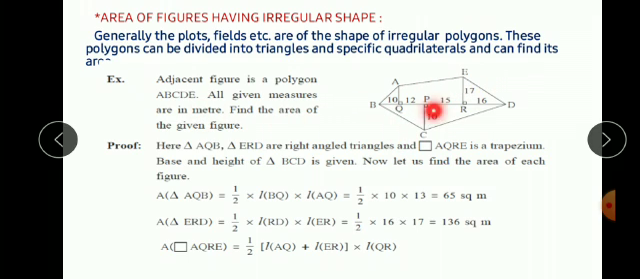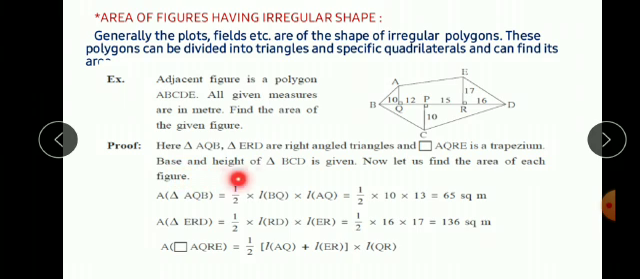So here is the example. The adjacent figure is a polygon ABCDE. All given measures are in meters. Find the area of the given figure. So one by one we will take the area of triangle AQB, then triangle ERD. There are two triangles, and they are right angle triangles. And quadrilateral AQRE. This is what? It is a trapezium and we know the formula for a trapezium.